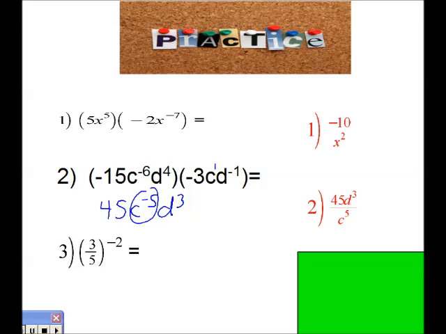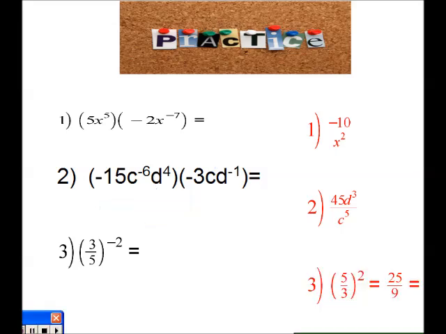Press pause, come back when you're ready. So here's the answer for number 3. Okay, I like doing it this way. When I see a negative exponent, I think reciprocal. My base is a fraction, so I just take the reciprocal of that fraction. Make my exponent positive now. So this would be, again, using the power of a quotient rule, I can square my 5 and square my 3 and get 25 ninths, which equals this.